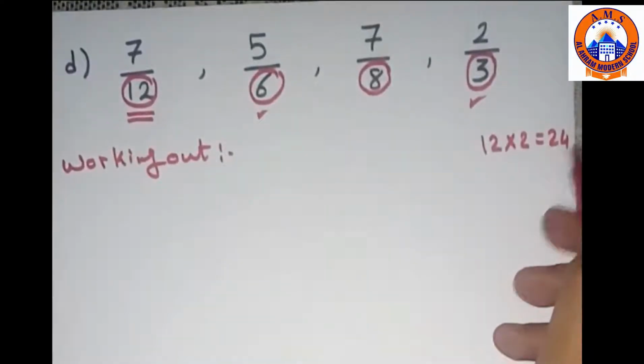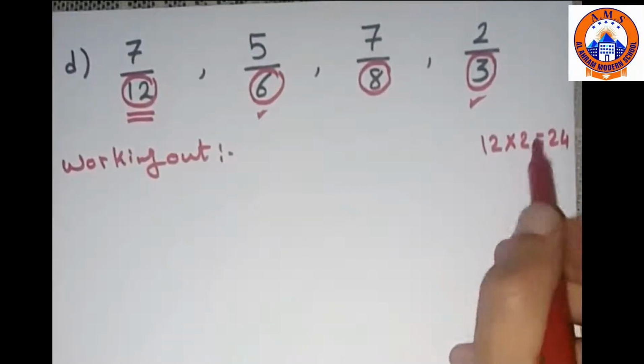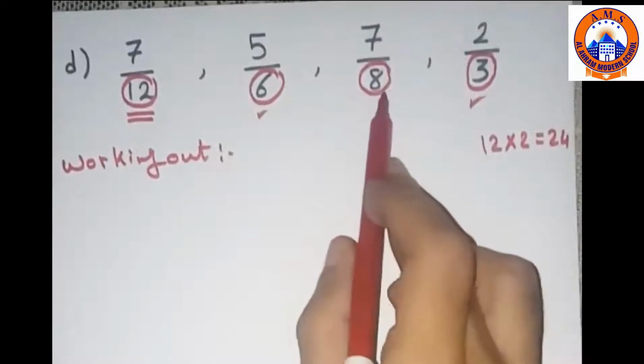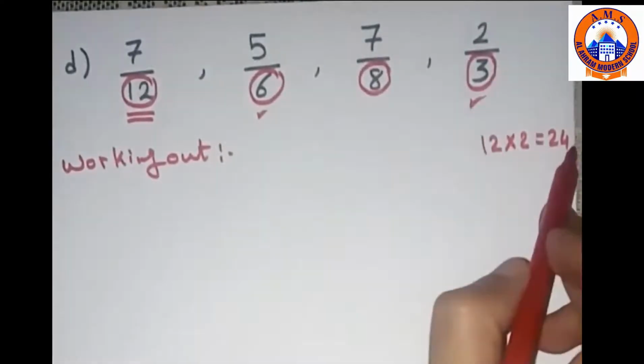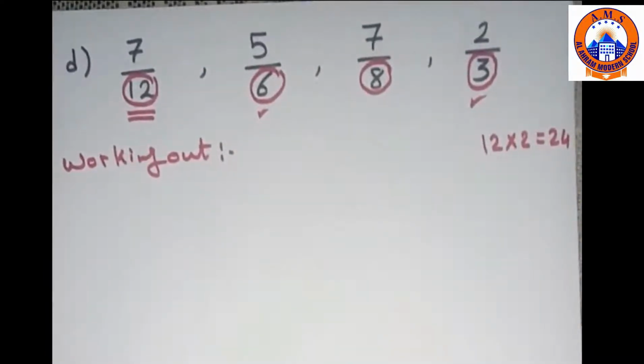If it's gonna work, it's okay. If it is not, I will multiply it by 3 and try. So 6 can be 24, yes, by multiplying it by 4. 8 can be 24, yes, by multiplying it by 3. 3 can be 24, yes, by multiplying it by 8.